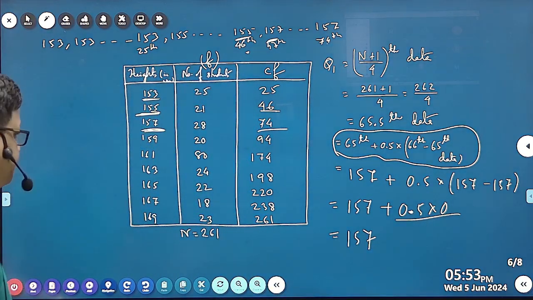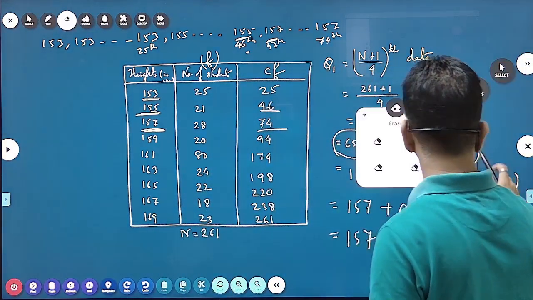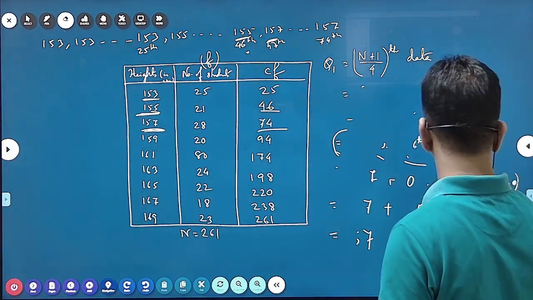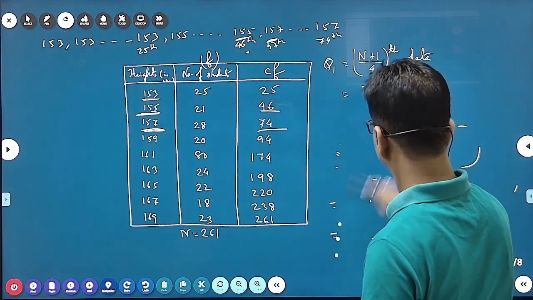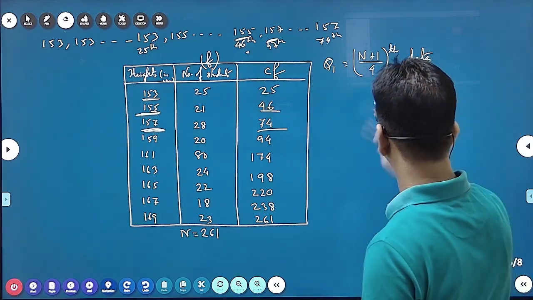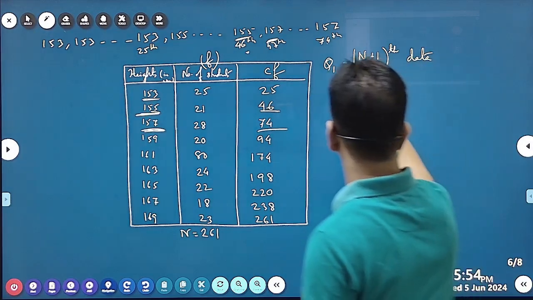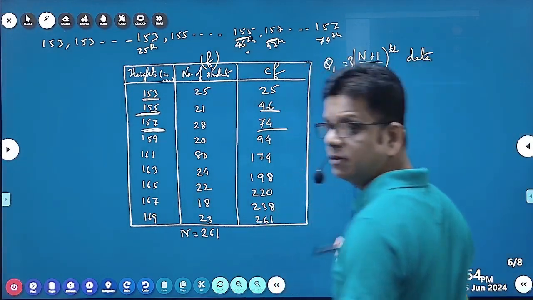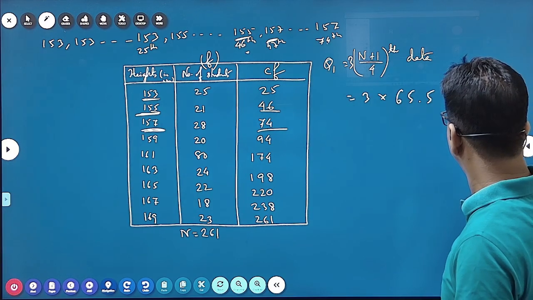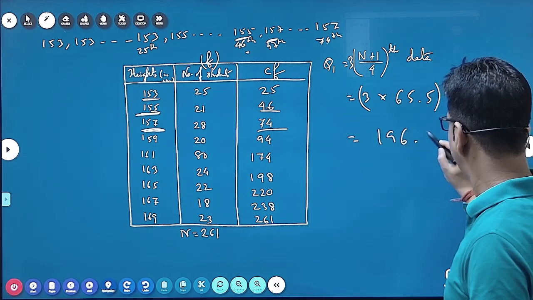Now Q3. I will just do it here because you already got it. I hope you have written it as well. We are going to find Q3 right now. So Q3 is 3 into, so it will be 3 into 3 into, you got this number 65.5 already. This one you have already done. So this data, that means 196.5 data.